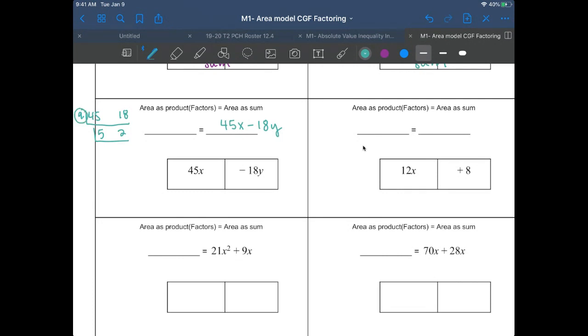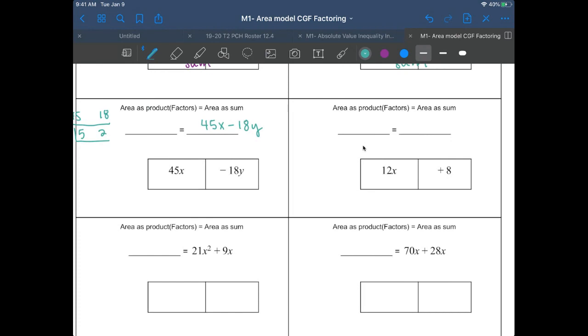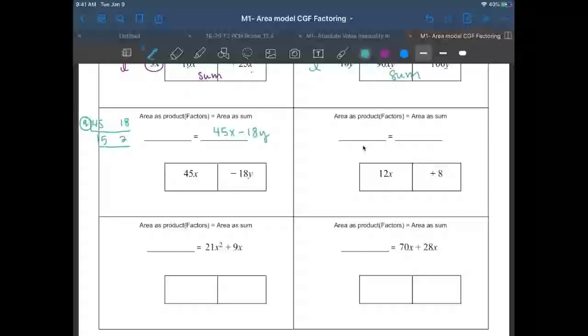So I'm going to go ahead and, over here, my GCF, my greatest common factor, comes up first. So 9 times what gives me 45? Looks like 5x, because I need the x there since there's no x with the 9. Okay, and then 9 times what is going to give me negative 18? And that is 9 times negative 2 gives me negative 18.